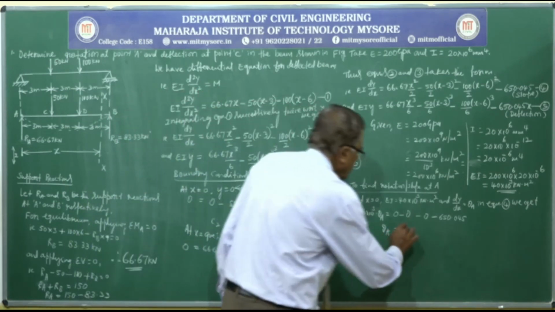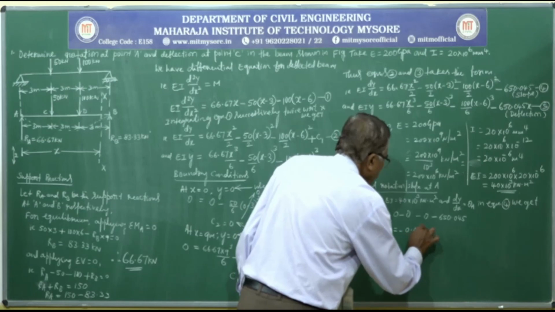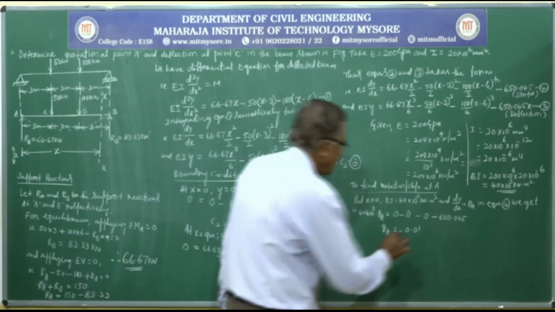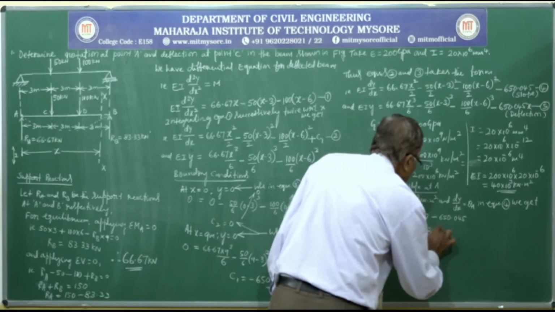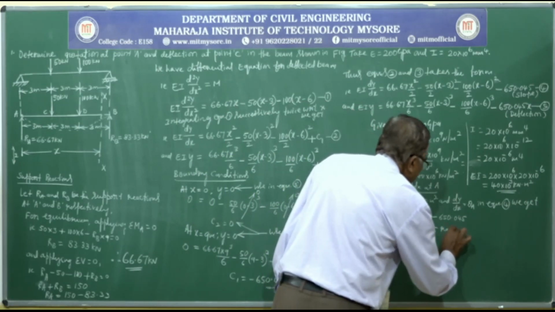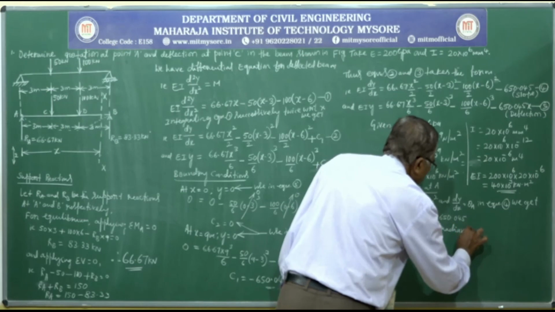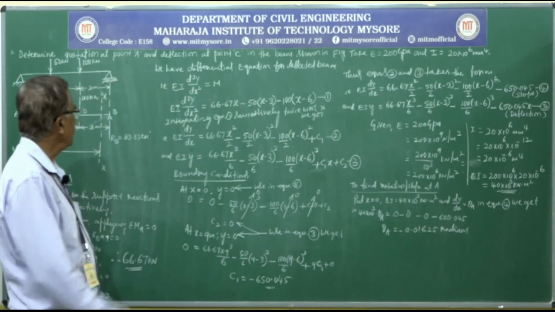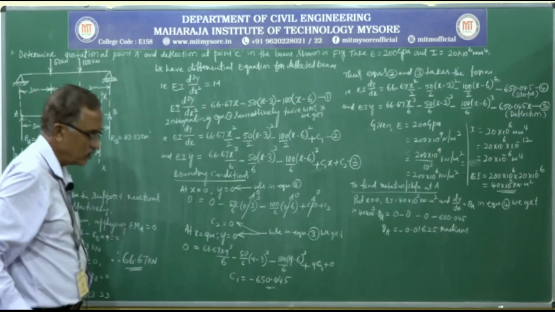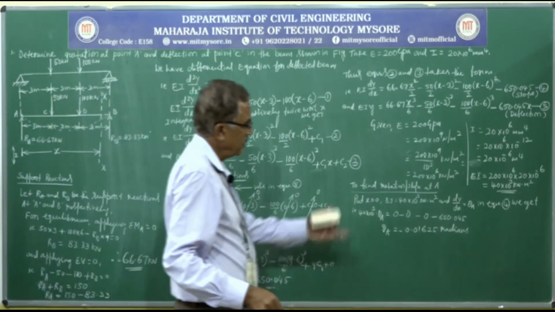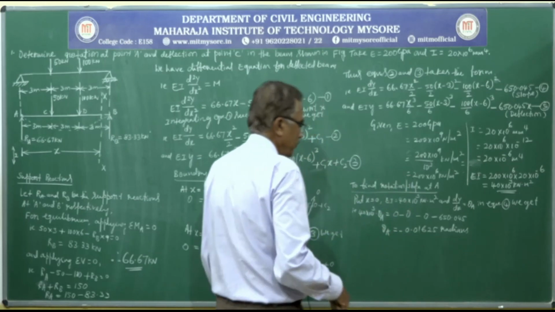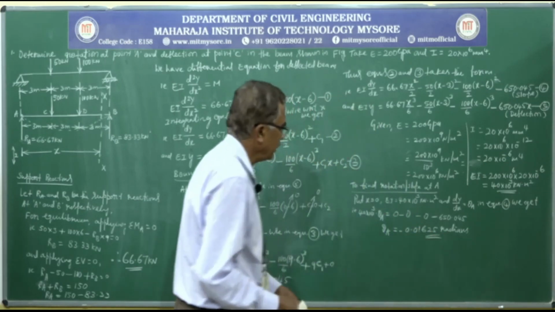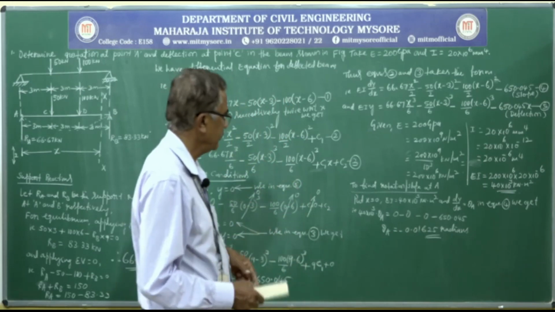Theta A is minus 0.01625 radians. So here rotation is in the downward direction, ignore the negative sign. Even if it is retained also no problem. So this is rotation or slope at point A.